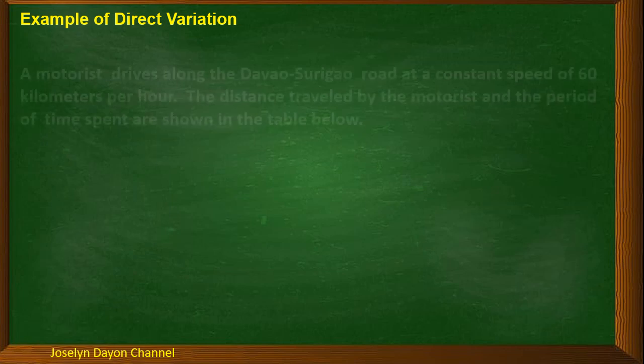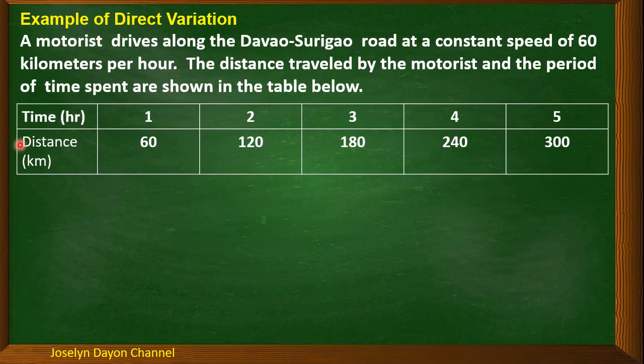Now let's have an example, a real life example of direct variation. A motorist drives along the Davao Surigao Road at a constant speed of 60 kilometers per hour. The distance traveled by the motorist and the period of time spent are shown in the table below. So we have here a table of values. The first row is the value for time in terms of hours. So we have here 1 hour, 2 hours, 3, 4, and 5.